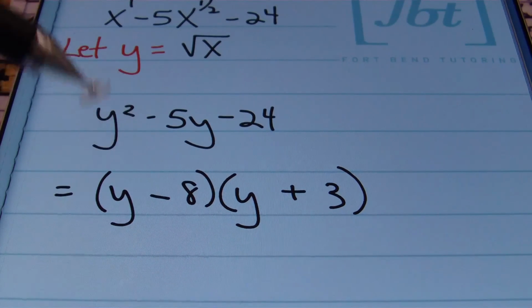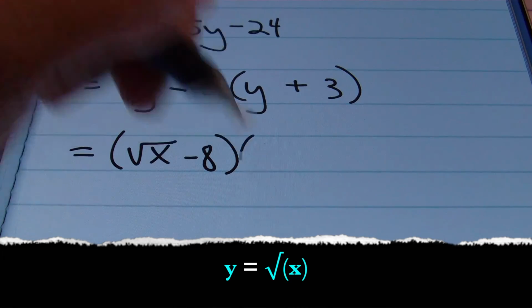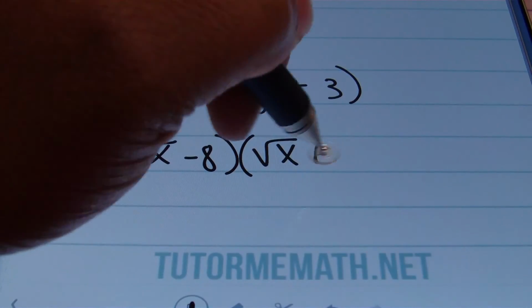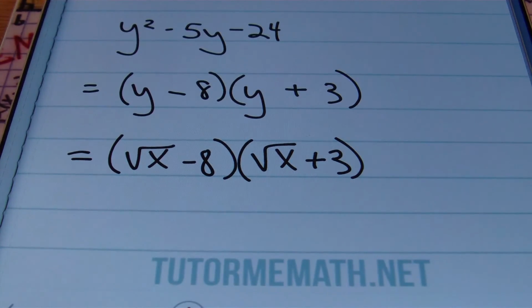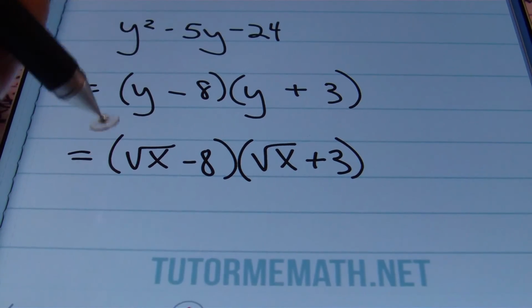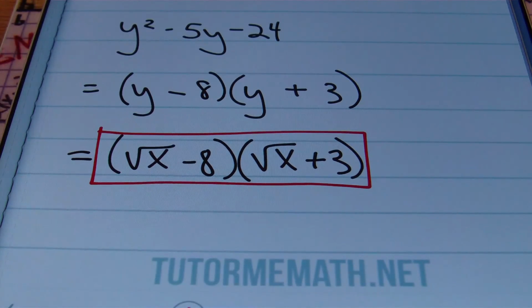From here, we'll be plugging in our value of y again. Remember, that value of y doesn't exist. We made it up. We assigned the value of y to equal the square root of x, so plug it back in. You'll have (the square root of x minus 8) times (the square root of x plus 3), and this is the answer for our problem number 8. All right, let's go ahead and box this up. That does it for problem number 8. It's in a nice box for you.